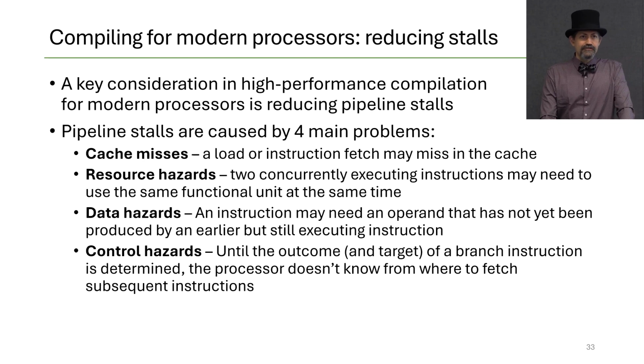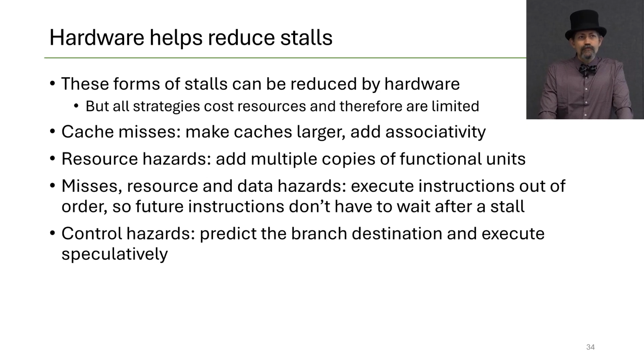Finally, there are control hazards. Until we know the outcome and the target of a branch instruction, the processor doesn't know where to fetch subsequent instructions. We can reduce these stalls with a variety of different hardware mechanisms. All of these strategies can speed up processors, but they all cost resources and therefore are limited. We can't invest unlimited resources in things like caches.